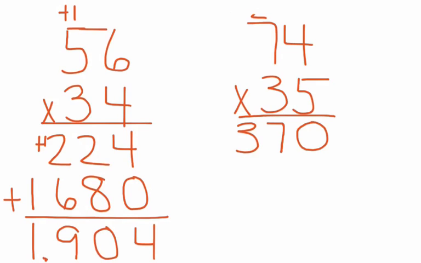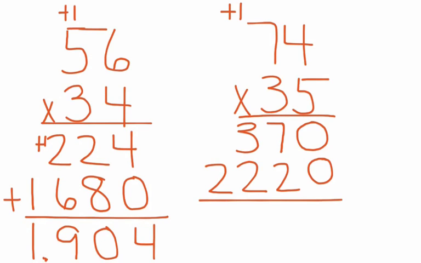This is so important. I cannot stress it enough. Erase it. And we go to the next part. We're going to put a 0 to hold our ones place, and we multiply. 3 times 4 is 12, and we carry our 1. Now 3 times 7 is 21, plus our carry, 22.